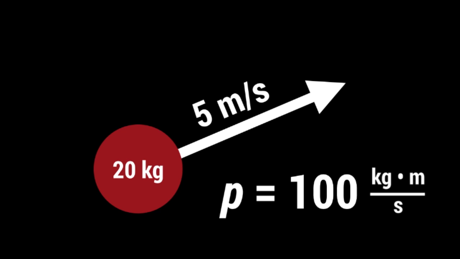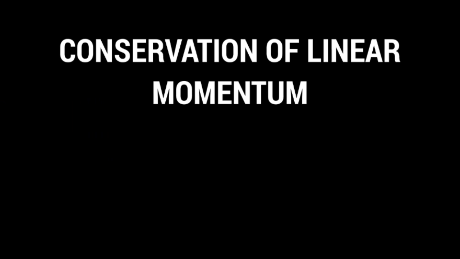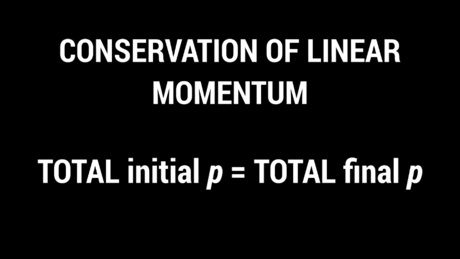So now one of the things we know about the momentum is that when two objects collide, the momentum before the collision is equal to the momentum after the collision. And this principle is known as the conservation of linear momentum. And so basically an equation is the total initial momentum is equal to the total final momentum. And to illustrate this concept, we're going to have a couple example problems.